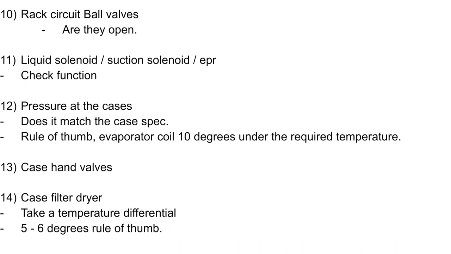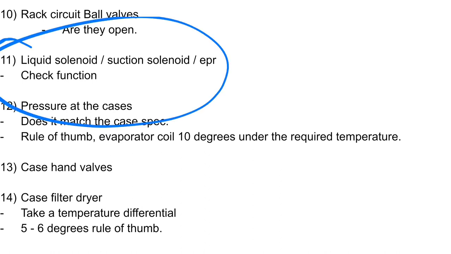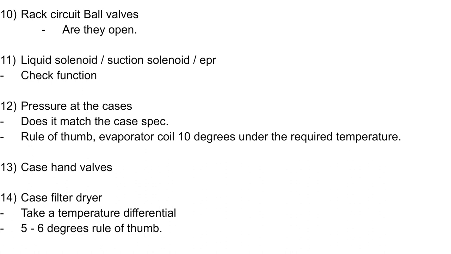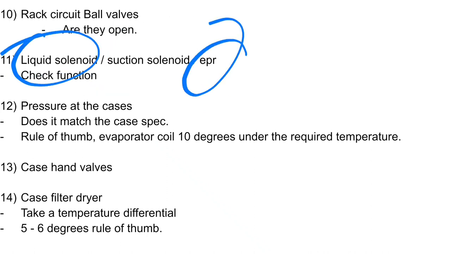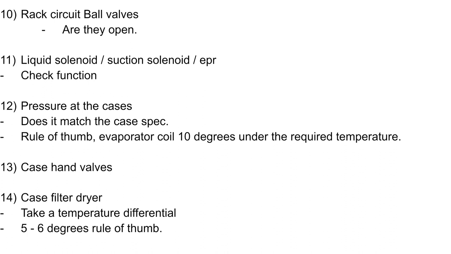Next up is the liquid line solenoid, suction line, or EPR. You're going to have some type of activation device that your controller communicates with that says refrigeration on. You have to check that device, whether it's a liquid line solenoid, suction solenoid, or EPR, or I've also seen it where it's a liquid line and an EPR working together. You have to make sure that the system is communicating to that and that it is feeding properly. In this case, it was a CDS valve, which is an electronic EPR. We checked that in the video.